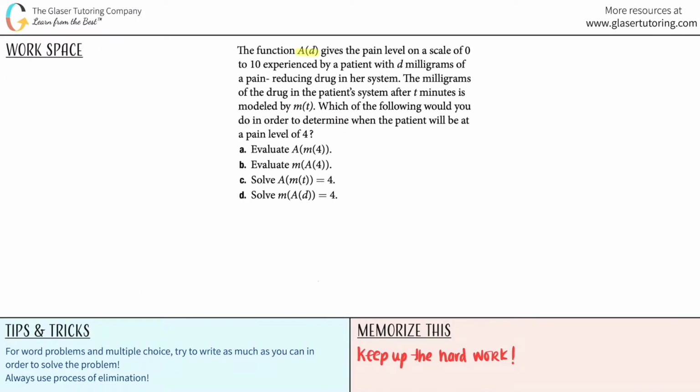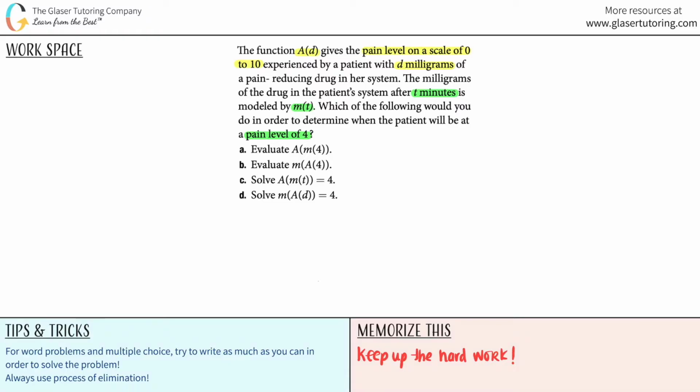The function A(D) gives the pain level on a scale of 1 to 10 experienced by a patient with D milligrams of a pain-reducing drug in her system. The milligrams of the drug in the patient's system after T minutes is modeled by M(T). Which of the following would you do in order to determine when the patient will be at a pain level of 4? Okay, so word problem time.